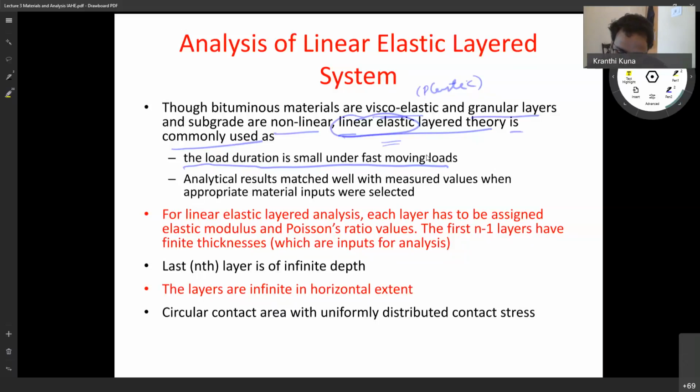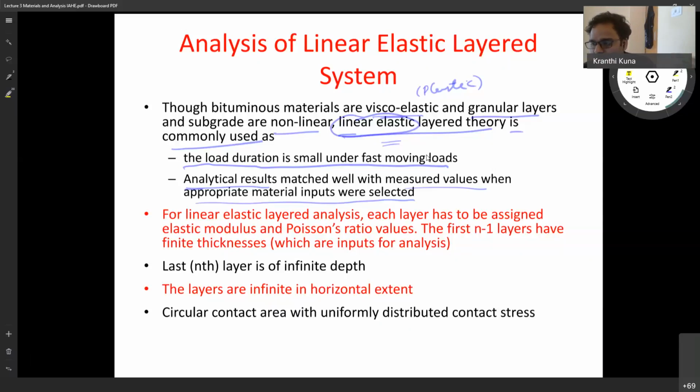Also, what people found is analytical results usually matched with the measured values when appropriate material inputs were selected. People have run the elastic layer theory and found the responses, stress and strains, and also measured them from field measurements. What they noted is the field measurements and the output from the elastic layered analysis match if appropriate material inputs are selected. That's why people compromise to make the design process easy.